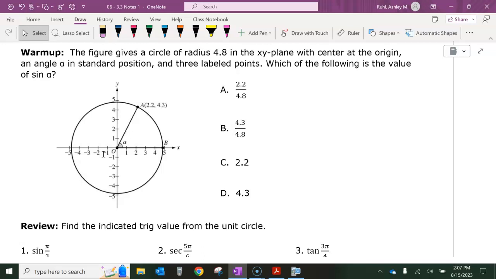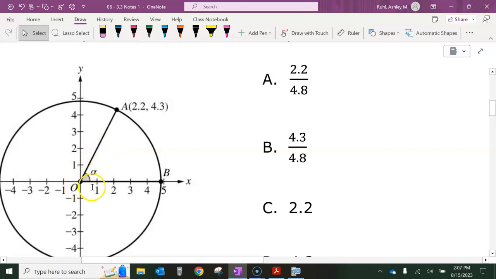So what I'm looking for right here is I'm just trying to figure out what is sine of this angle right here. I can see right here that I have that small little angle. So what I'm going to do here is these values that are given me here for my x and y, they are not on my unit circle. And so I'm going to go ahead and just drop a straight line from there down to my x-axis. And now I have a triangle. The horizontal is that 2.2 right there, and the vertical is 4.3.